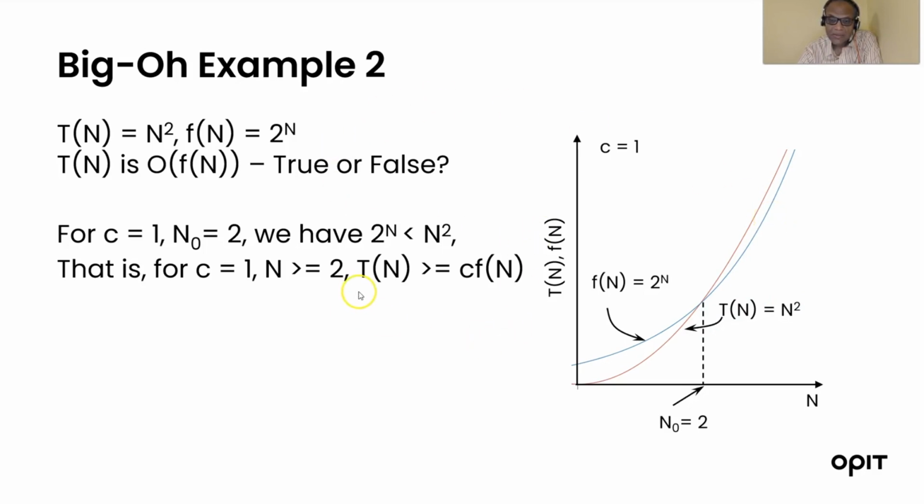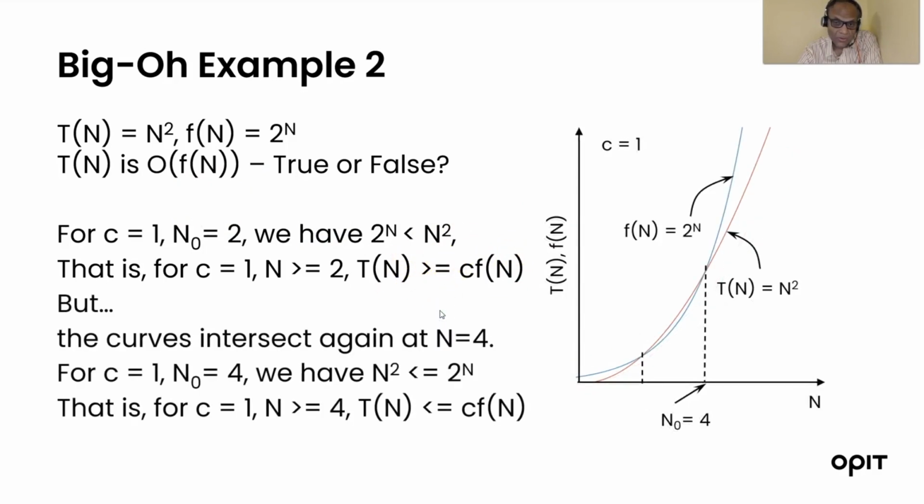So this translates in math to, for c equal to 1 and n greater than or equal to 2, T(n) is greater than or equal to c times f(n), which is not the definition of big O. Big O says that T(n) must be less than c times f(n). So it looks apparently that T(n) is big O of f(n) is false, because the less than condition was not satisfied here. But watch out for a common mistake here.